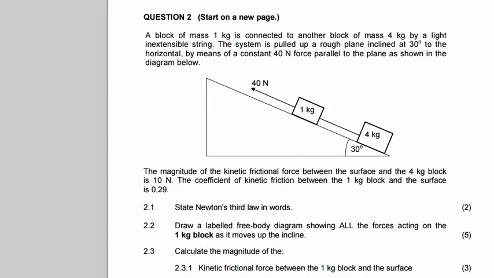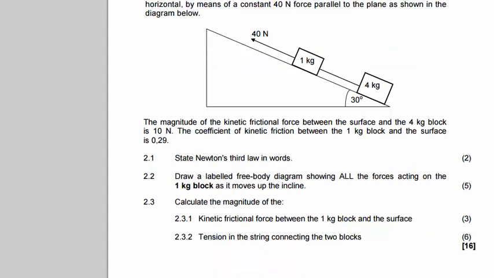So they say a block of mass is connected to another block by a light string, and the system is pulled up a rough incline to the horizontal by means of a force parallel to the plane in the diagram shown below. The magnitude of the frictional force between the surface and the block is given. Only one is just change.